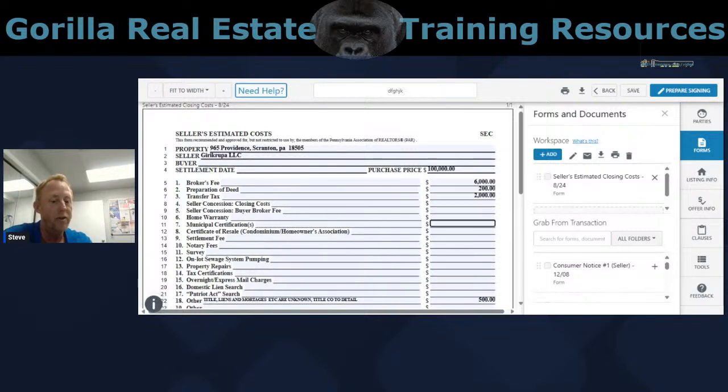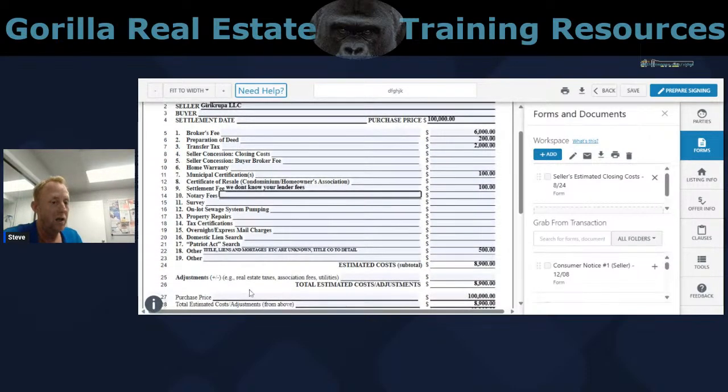That's like a buyer notification inspection. So you're going down this, and we will do these on your cases. We'll do these line by line, but you're answering settlement fees, notary fees, surveys. And a lot of these I leave blank. This is what I love about this. We don't know your lender fees. And I put in $100. But I've said, I don't know what your lender is. I don't know what their certifications are. I got no idea. Property repairs, tax certification. Don't know. Other title, liens, and mortgages are unknown. Title company to detail. And boom.